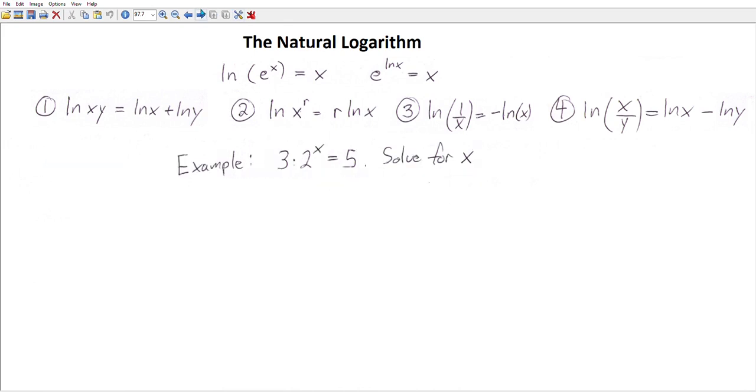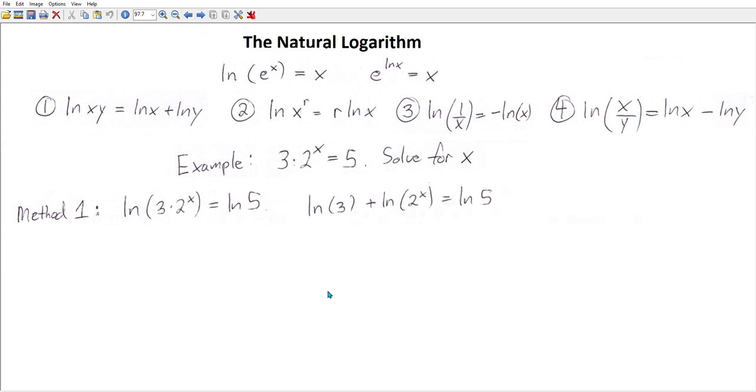Now, the log function is really useful if you're trying to solve equations involving exponents. So, for example, 3 times 2 to the x is 5. Solve for x. Now, that's hard without the log, but if you take the log of both sides, which is what method 1 is going to be, we can write log of 3 times 2 to the x as log 5. And now we can simplify the left-hand side using log xy is log x plus log y. So this becomes log 3 plus log 2 to the x equals log 5.